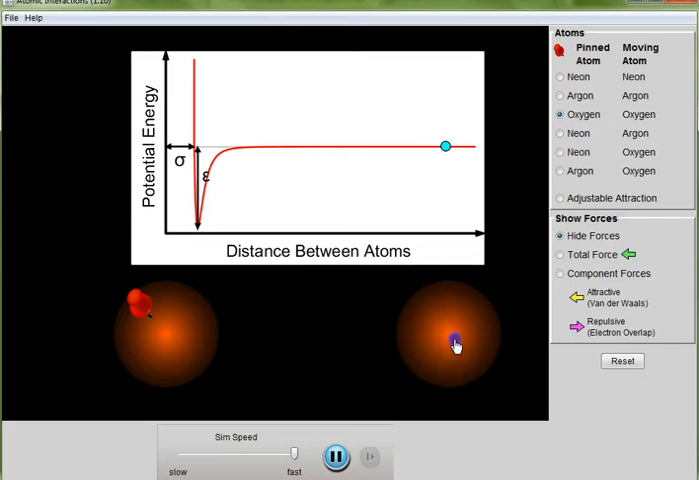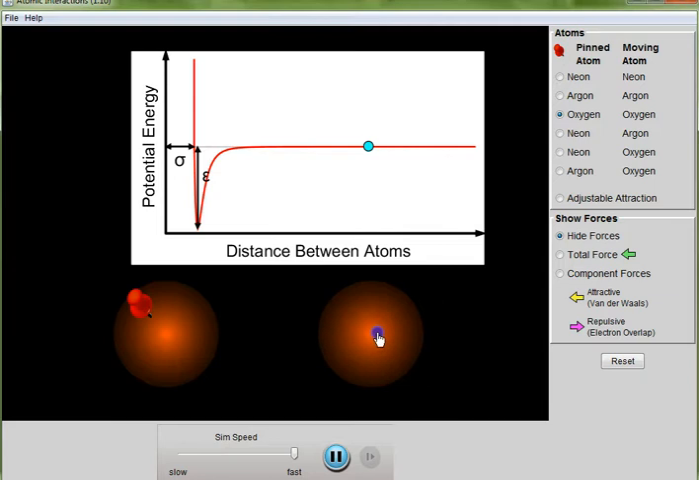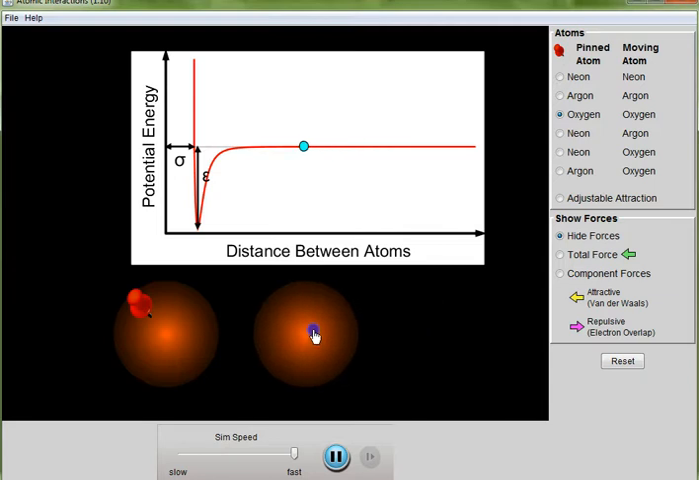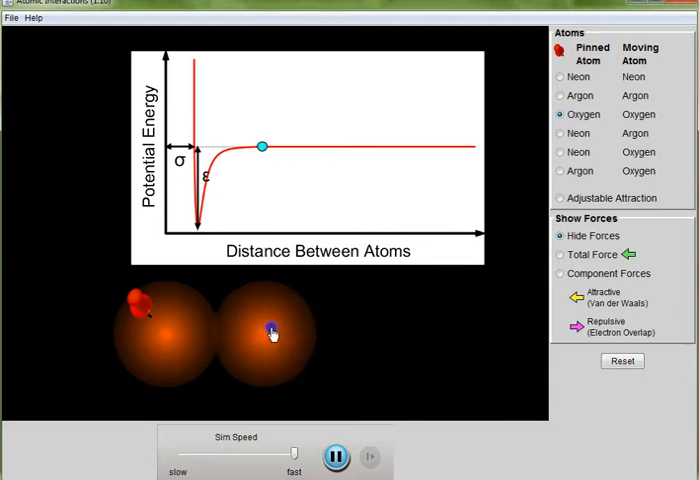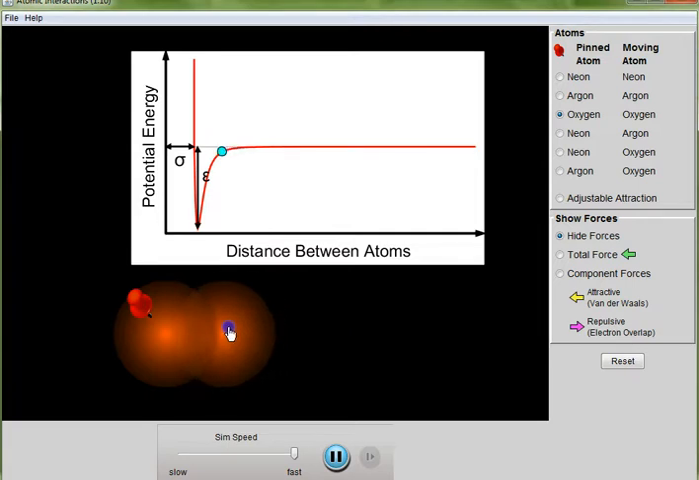When you bring the atoms close to each other, you can see that at this particular time the potential energy has started to decrease. It will keep on decreasing. Now it will start to decrease very rapidly. Now you can see that the atoms are very close to each other. At this point the potential energy is the lowest.